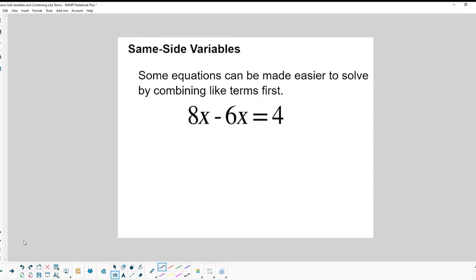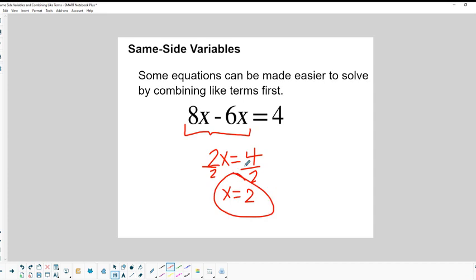And then you could go ahead and do the next one if you'd like, but we'll move on in the interest of time. Some equations can be made easier to solve by combining like terms first. For example, in this one, we've got 8x minus 6x on the left side, and we have equals 4 on the right side. So 8x minus 6x, well, 8 minus 6 is just 2x, and 2x equals 4 is now just a one-step equation. So if I divide both sides by 2, I get x equals 2. So pretty easy to solve that, isn't it?